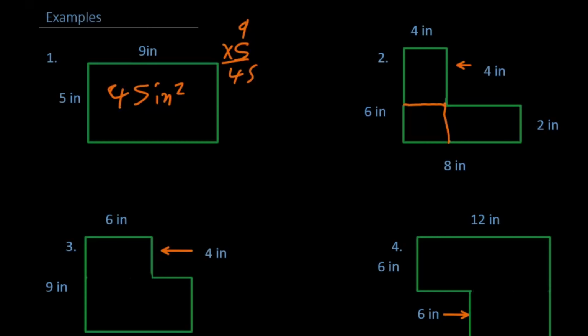It says 4 times 4 for the first one. So we're going to find this one out first. 4 times 4 equals 16. So let's write 16 inches right there, okay? And now we have to figure out what this is.